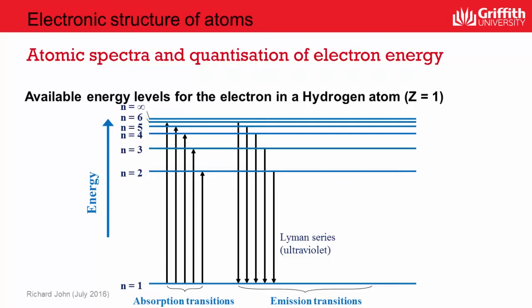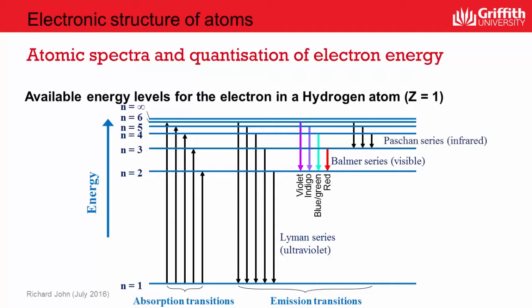Now these transitions are not visible to the human eye, but they can be detected by UV detectors. For electron transitions down to the n equals 2 level, the decrease in energy is significantly less, and these transitions correspond to photon emissions in the visible part of the spectrum, where we see the characteristic red, blue-green, indigo and violet emissions that we saw earlier in the emission spectra for hydrogen.